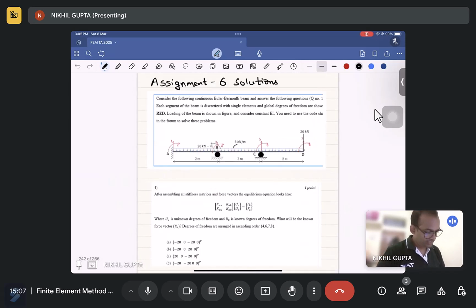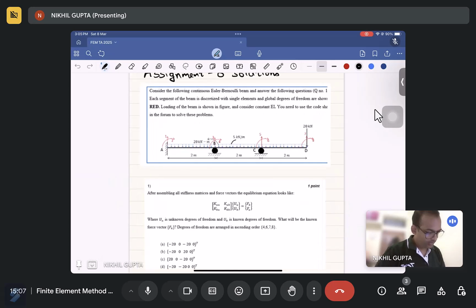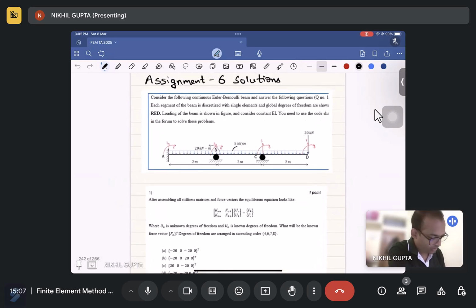So the problem says, consider the following continuous Euler-Bernoulli beam and answer the following questions. Each segment of the beam is discretized with a single element. Global degrees of freedom are shown with red. Loading of the span is shown in the figure and consider constant EI. You need to use the code which is given. So this is the beam which is given.